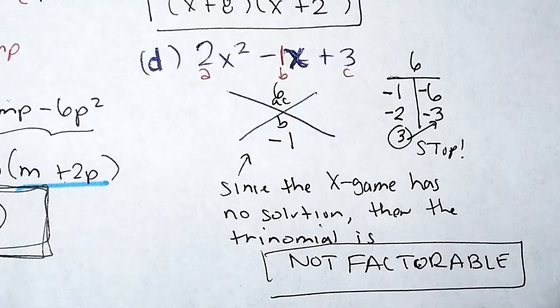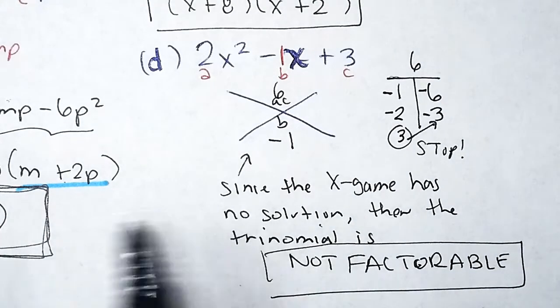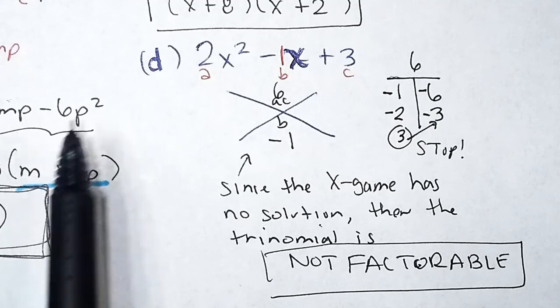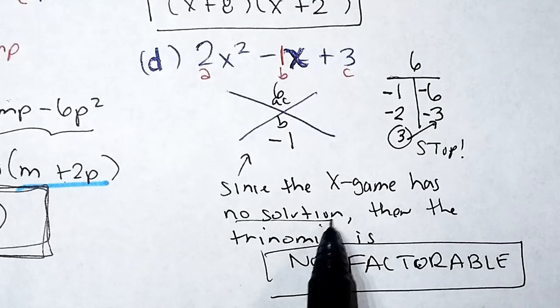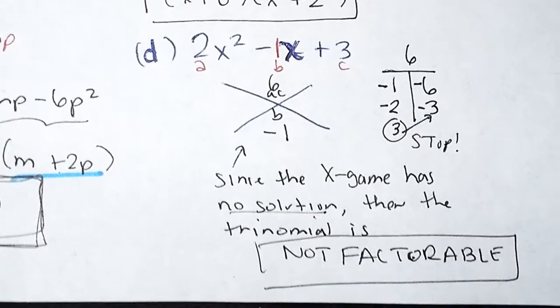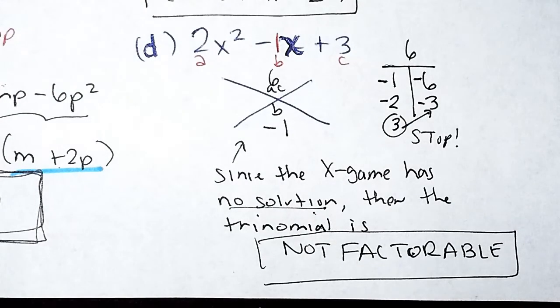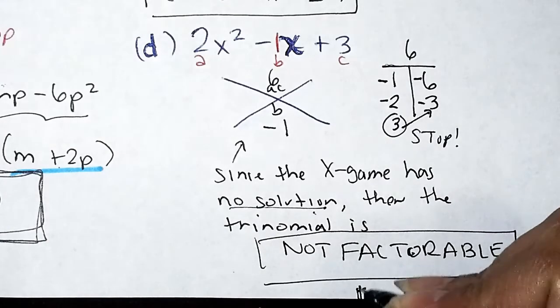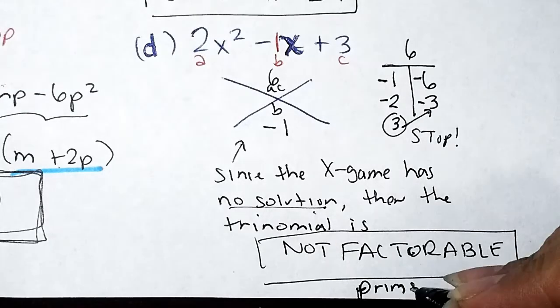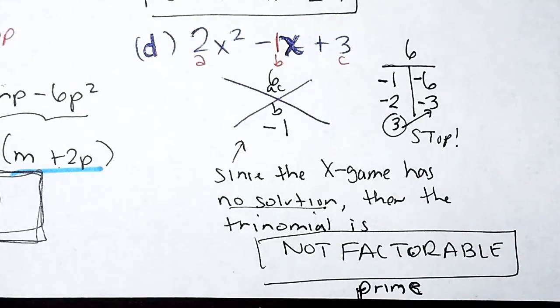So as we did in the earlier video, how can I tell if our trinomial is factorable? If you do an X game and it turns out that the X game has no solution, then that means that the trinomial is not factorable. The books typically don't write not factorable. The books typically write prime, prime polynomial, but it's really up to you.